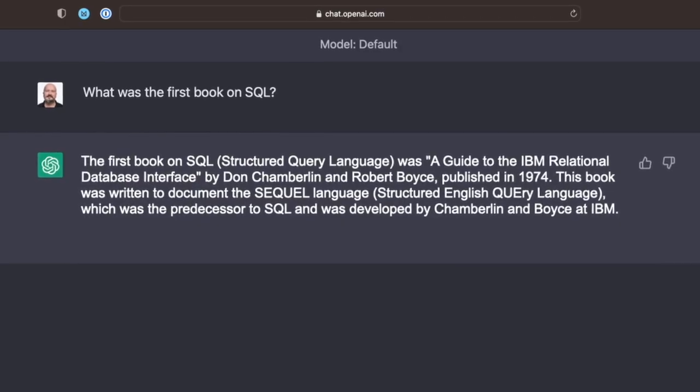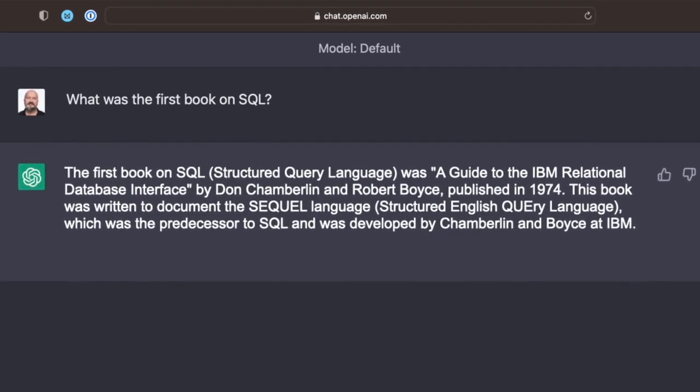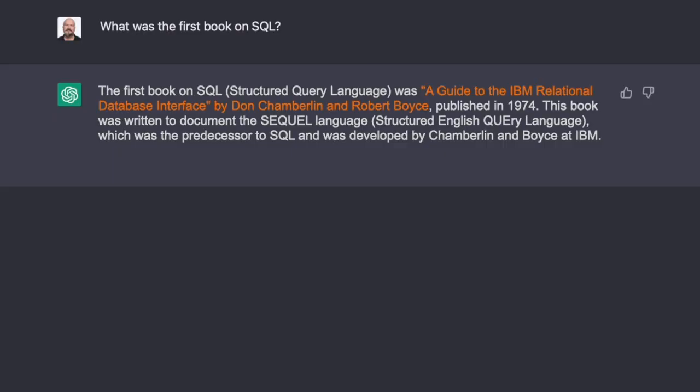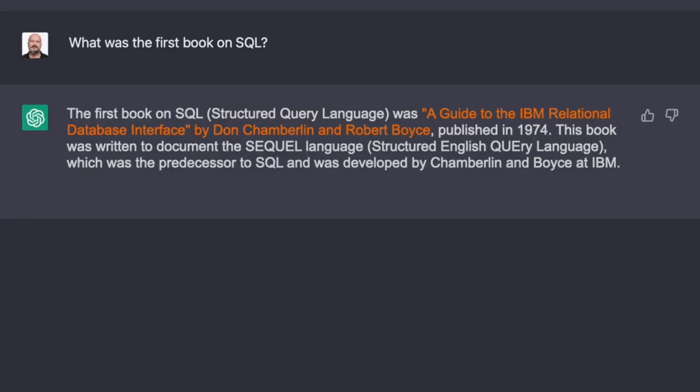Okay, this is a well-written, convincing, believable answer. If you know your SQL history, you know this is the right time frame. It's mentioning the right companies, even the right names. There's just one problem. There is no such book. This doesn't exist. And it's not a manual or a conference paper either. You can search the web. You can search Don Chamberlain's bibliography. You won't find it because ChatGPT made this up.